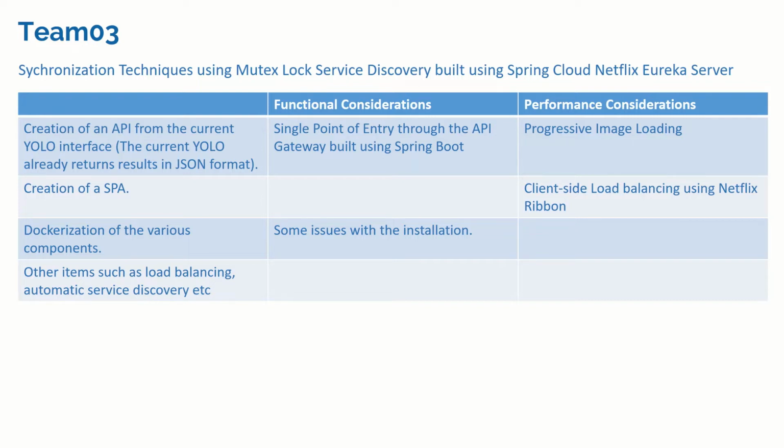So they do it to decrease the time of first paint. The time of first paint is when the user first sees something on your screen, and generally you want to reduce that because it gives you the impression that the page does load a lot faster. Some of the other things that they did was the client-side load balancing using the Netflix Ribbon.